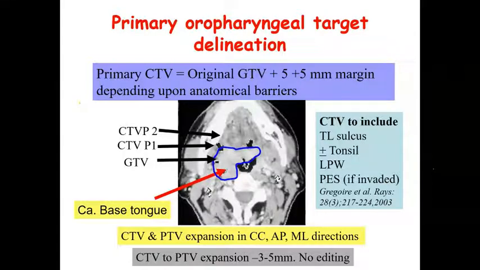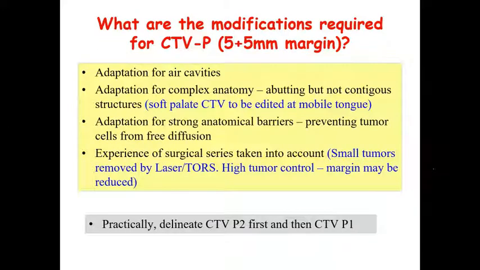So this is just by way of example, a CA base of tongue. This is a cartoon that I created, where we try and expand the tumor into a high risk zone, respecting the normal boundaries, and similarly for the intermediate risk, and as far as possible respect the normal boundaries. So what are these normal boundaries? How do we respect them? How do we make the necessary modifications or tuning once we have expanded 5 plus 5? By and large, we need to adapt. We need to take care and edit out the air cavities, because tumor will not go and spread into the air cavities.